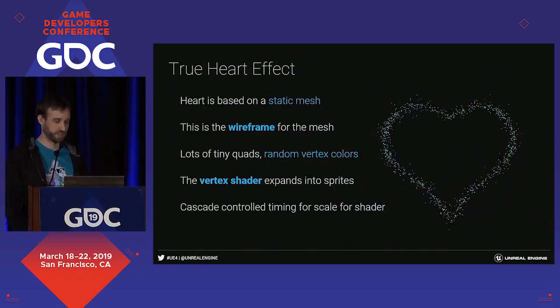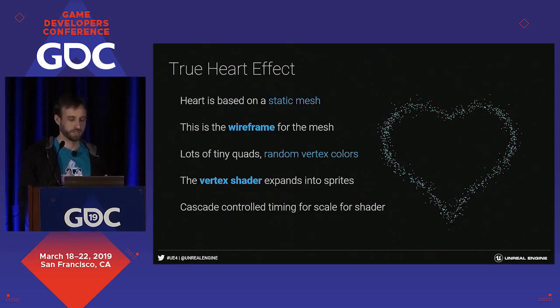The way that works is the heart is a static mesh, and here's the wireframe. It looks like dots because they're really, really tiny polygons. Each of the polygons has a random vertex color to start with. Then the vertex shader is responsible for taking that and randomizing it with a little bit of jittering and a little bit of scaling by life, like we showed before. Because this was built in to supplement an existing effect, Cascade was actually driving the timing of that with a parameter. So it's not using that whole built-in time with the subtracting time, because if you're building this onto another effect, you might as well take advantage of what you already have going there.